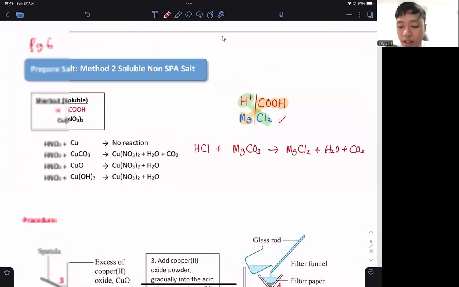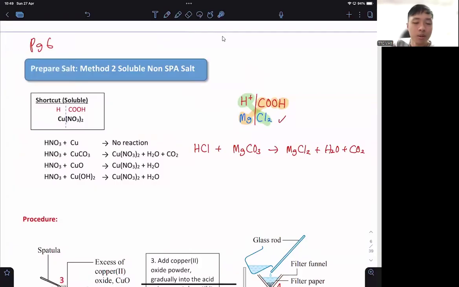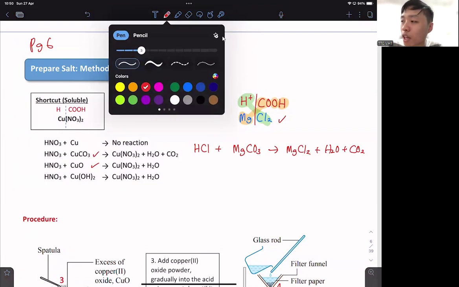Of course, four different reactants can be used, but normally I recommend the second and third one, the carbonate and the oxide. Okay, so any question with this?